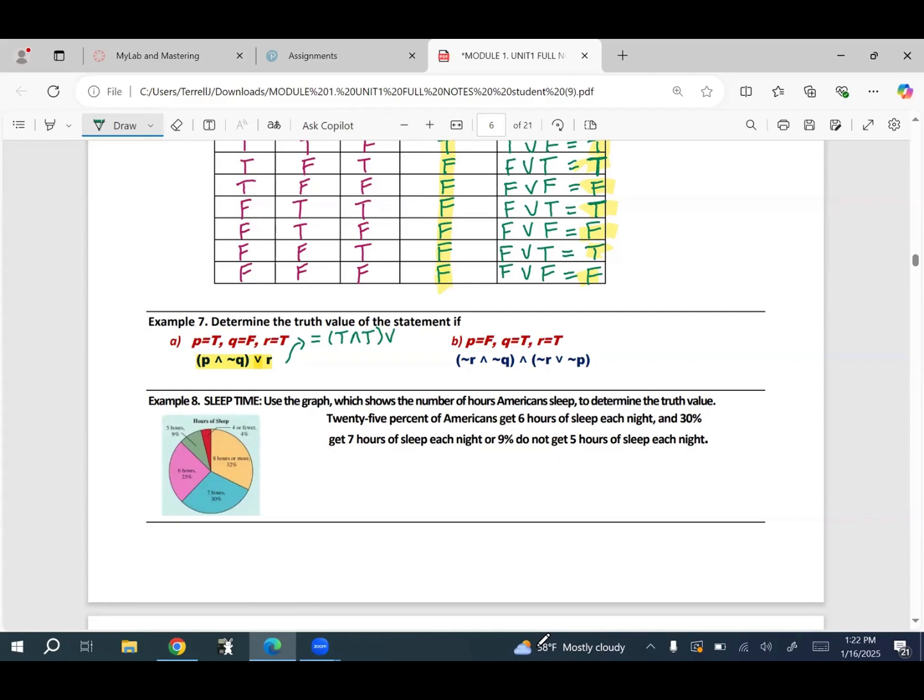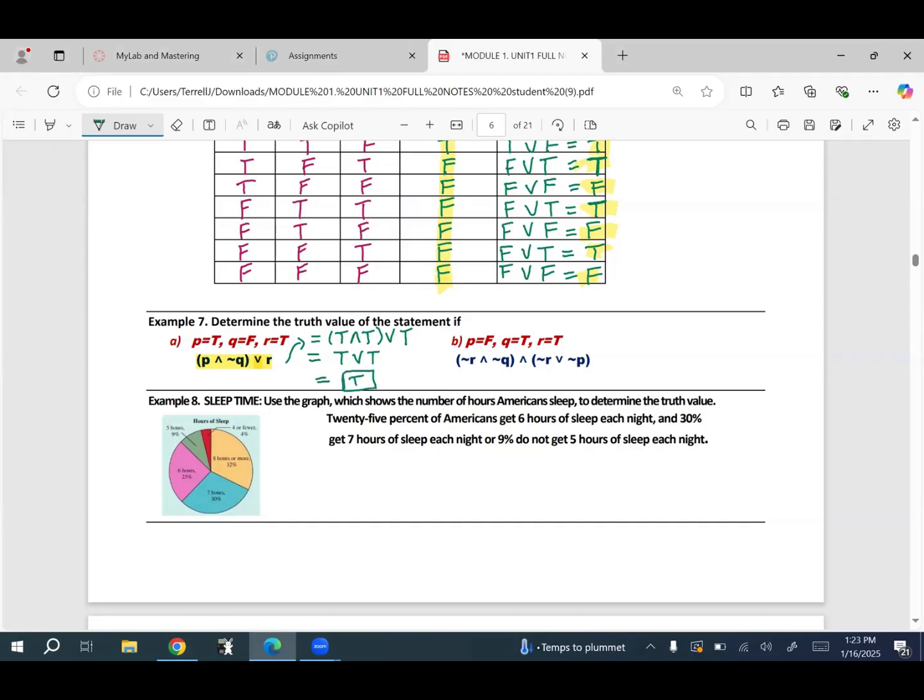Or, and then it says R. R is true, right? So I've just substituted the values in there. Now, just like order of operations, let's do the parentheses first. What would true and true be? True, good. And then I'm going to add on the rest, or true, right? So what is true or true? True. And that would be my final answer.